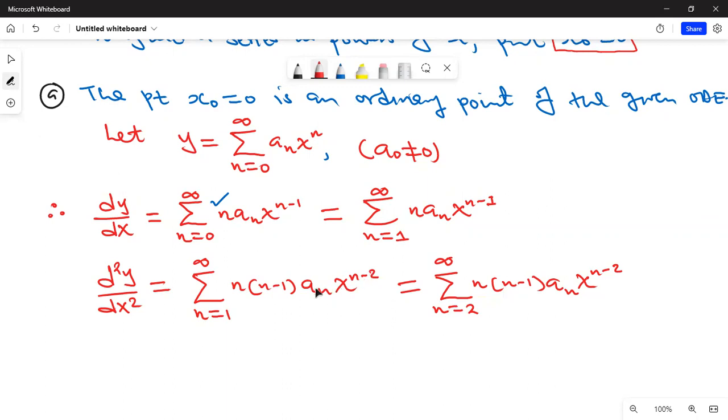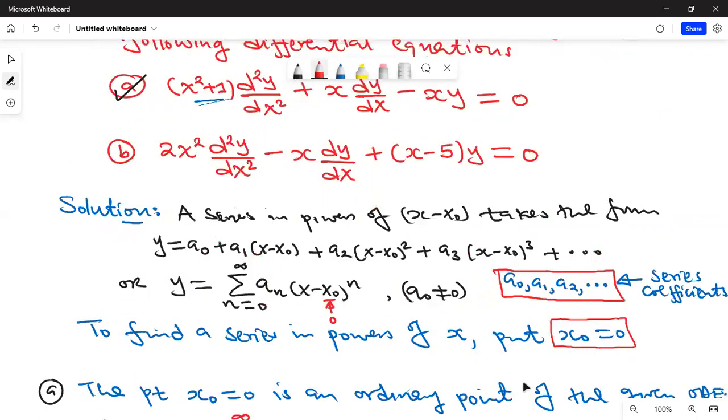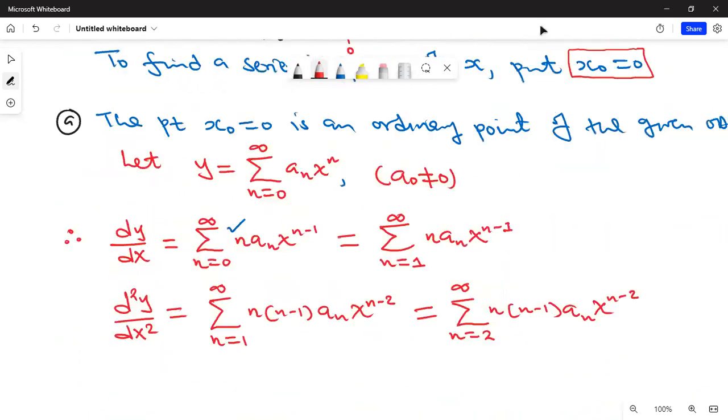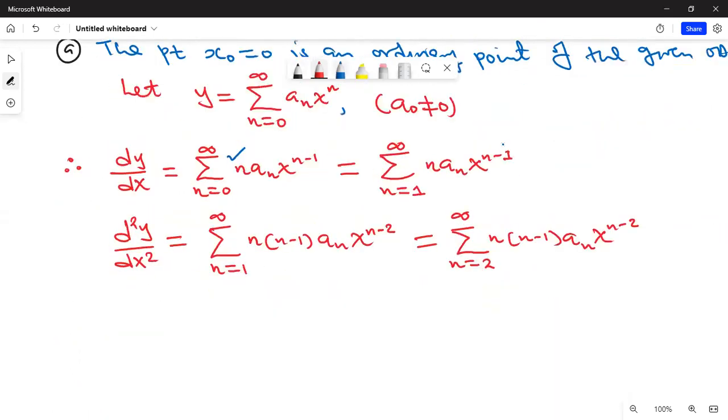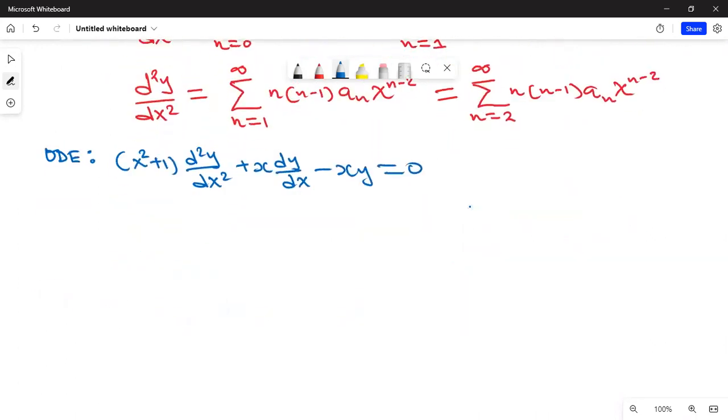So now that we have found the derivatives of the given function, which is our solution, let us substitute them into the given ODE. So our ODE is this one: x squared plus 1 times d squared y dx squared, plus x dy dx, minus xy equals 0. So I need to replace y and its derivatives.